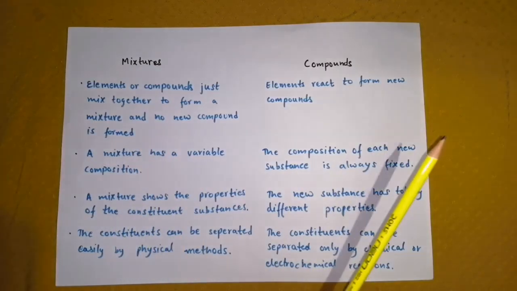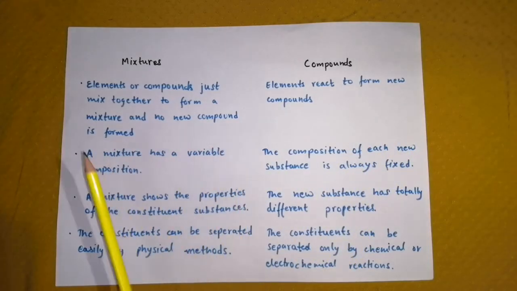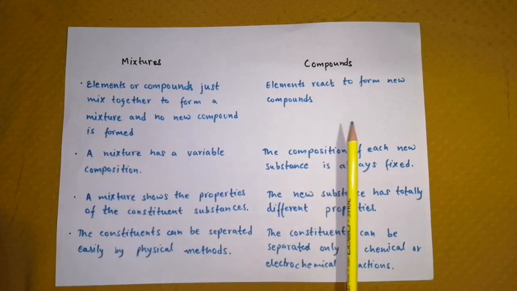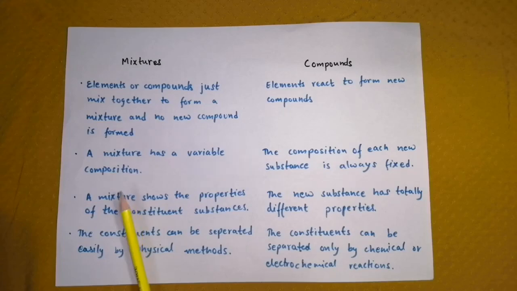Differences between mixtures and compounds. Elements or compounds just mix together to form a mixture and no new compound is formed, whereas elements react to form new compounds. The mixture has variable composition. The composition of each new substance is always fixed. A mixture shows the properties of the constituent substances. The new substance has totally different properties. The constituents of a mixture can be separated easily by physical methods. The constituents of compounds can be separated only by chemical or electrochemical reactions.